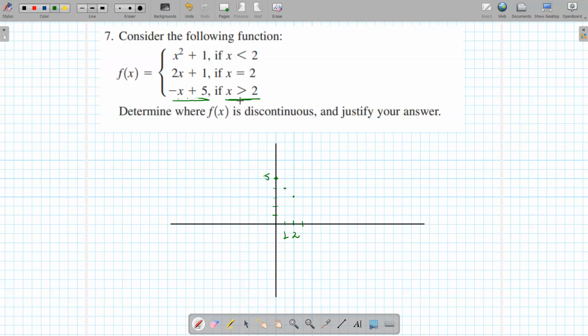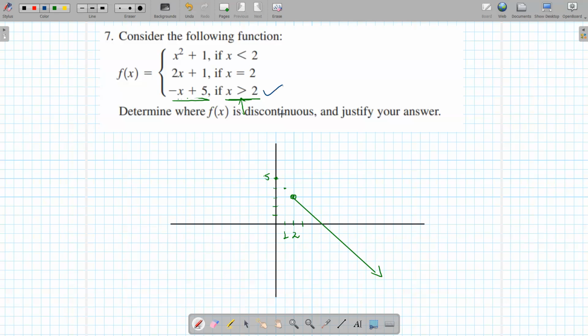Is it inclusive or exclusive at 2, this function? Exclusive. Is that an open circle or a closed circle? Open. Open circle like that. And it's going down, okay? So that's gonna be our first function right there. That makes sense? So this is x is greater than 2. This is done. Now let's look at the middle one.